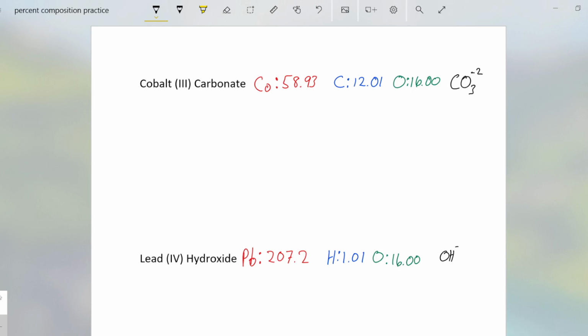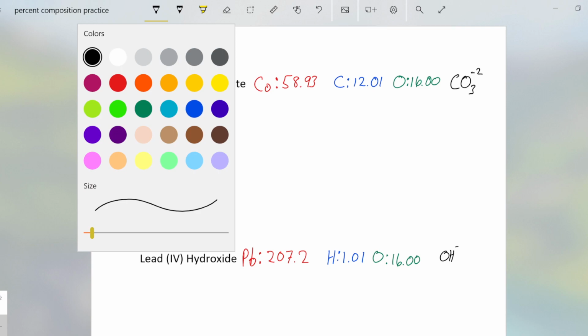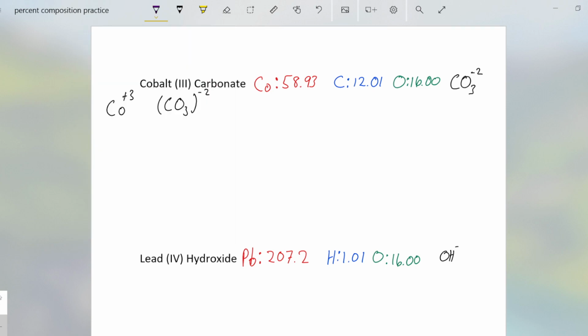And so if we go to our list of polyatomics, we should see that it is CO3 -2. I'm going to write cobalt, which is Co, and I'm going to give it its +3 charge. And then I'm going to write the polyatomic carbonate, so CO3 -2. If you remember from last semester, we did a little procedure to figure out what our formula was.